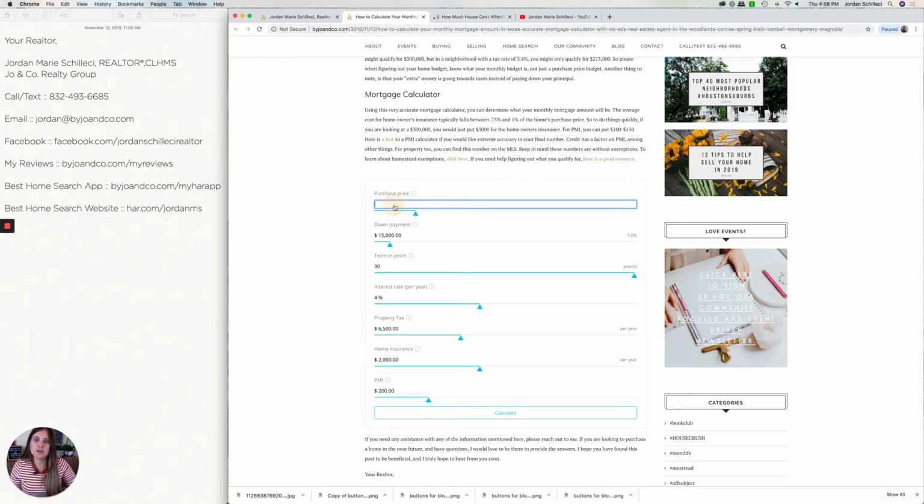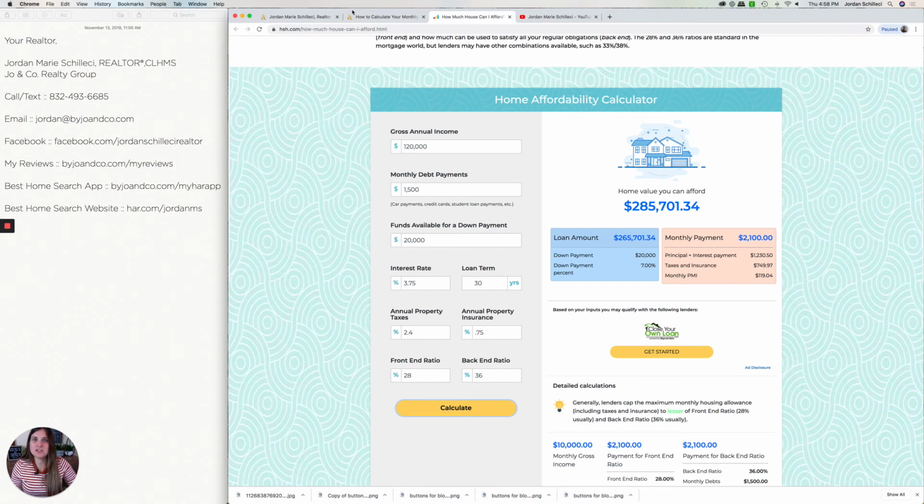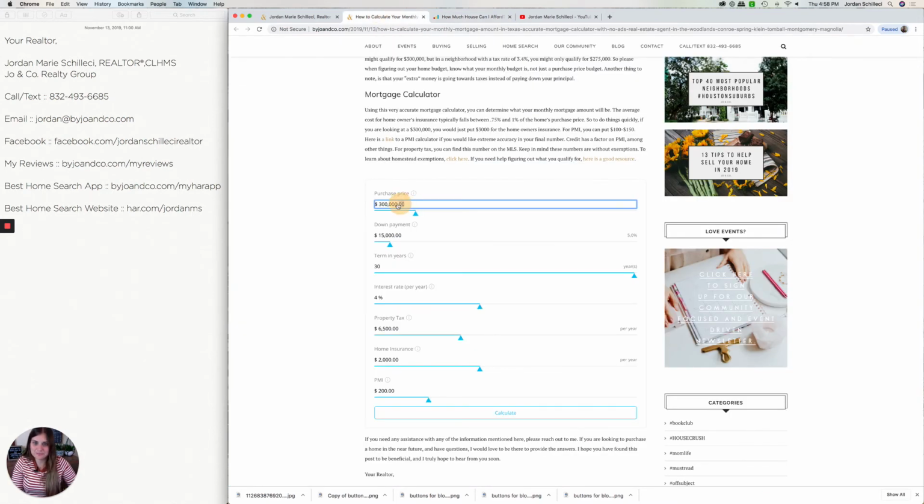So let's say you want to purchase, how much did that come out? $285,000. So 285, and you have that down payment of 20, interest rate 4. 4 is pretty common right now, so I would just keep it at 4. If you don't have really strong credit, maybe you would go up to 5. And then property taxes, $4,500.